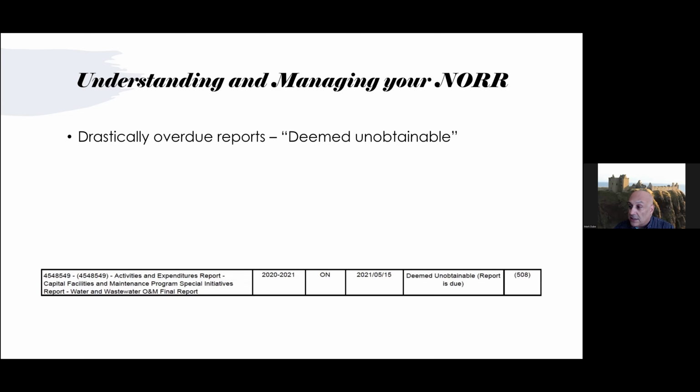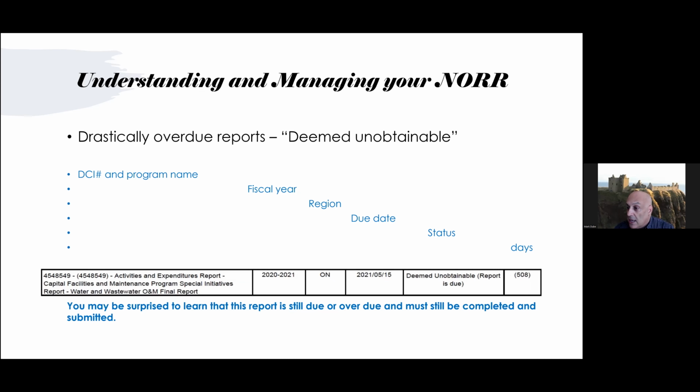The next status is drastically overdue or deemed unobtainable. Again, program name, fiscal year, region, due date, and status. You're going to be surprised to learn that this report is still due or overdue and must still be completed and submitted.